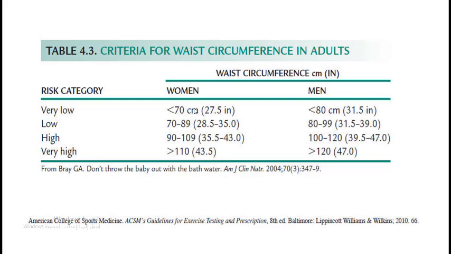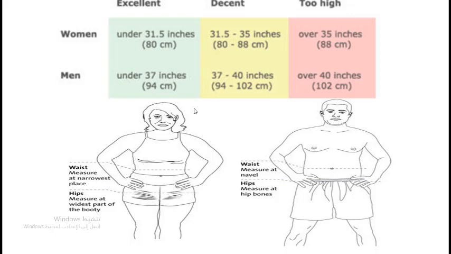As we previously commented, in women, a low risk of associated diseases requires a circumference less than 70, and in men less than 80, and a high risk greater than 110 in women and 120 in men. Okay, is the same.